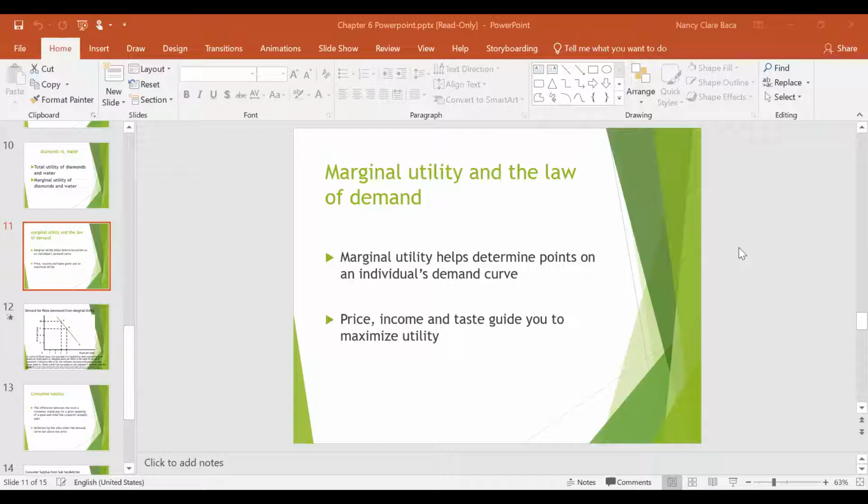are the drivers behind maximizing utility. So you pick that perfect combination of goods based on the price of the goods, your income, and your taste for each good, okay? So let's take a look at a demand curve and see if I can illustrate that concept.